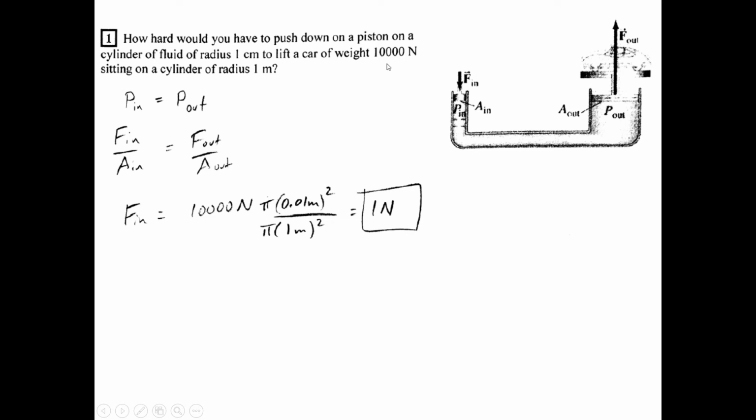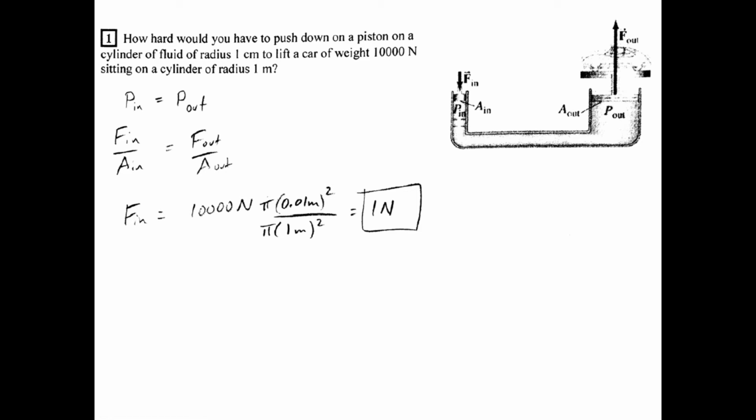In order to hold up a 10,000 newton car in this situation, I only have to push down with about 1 newton of force. And if I want to lift the car, of course, once I've got it accelerated a little bit, I still just have to push down with 1 newton of force. And the car will be lifted, that 10,000 newton car. Seems like you're getting something for free. You're not really getting something for free.